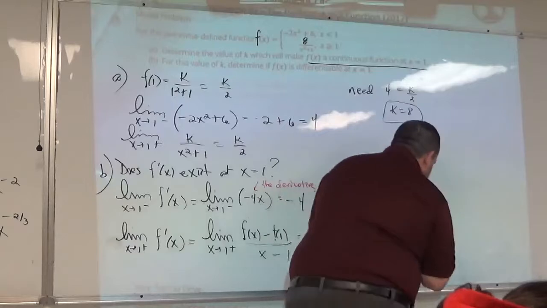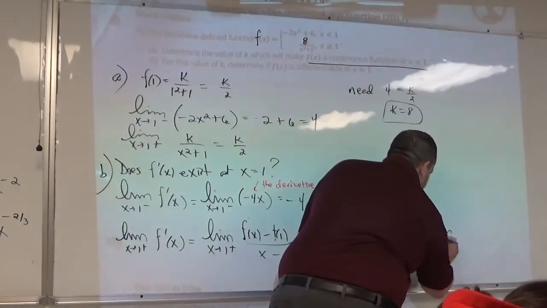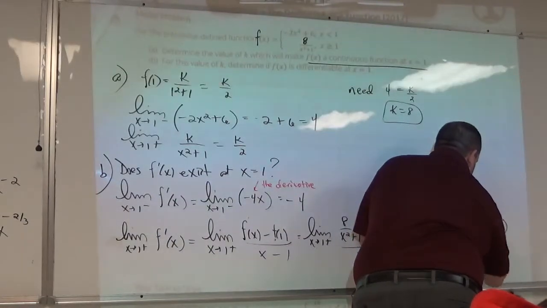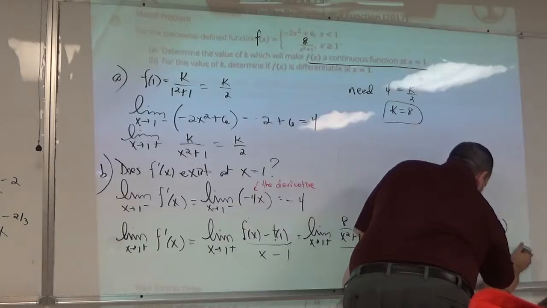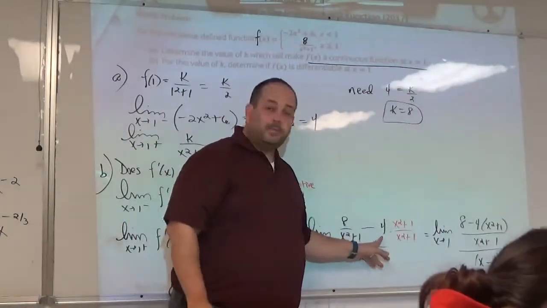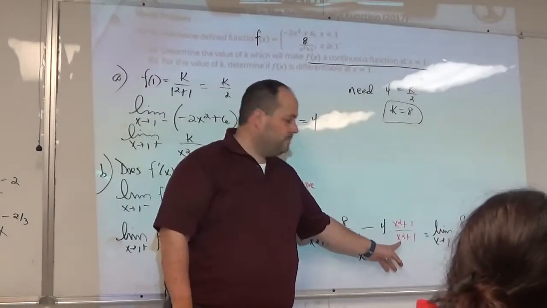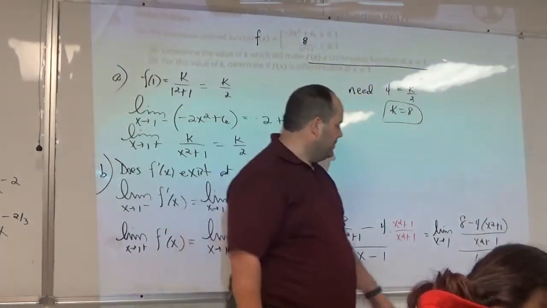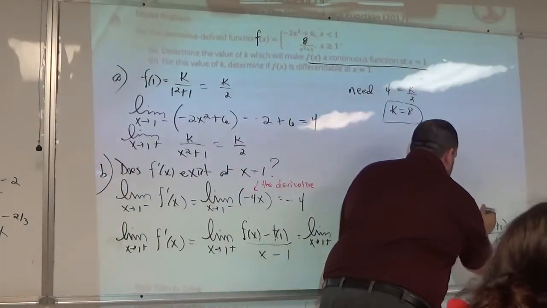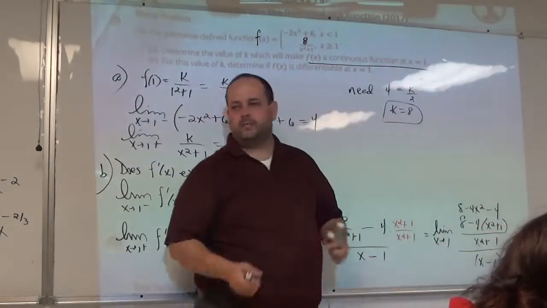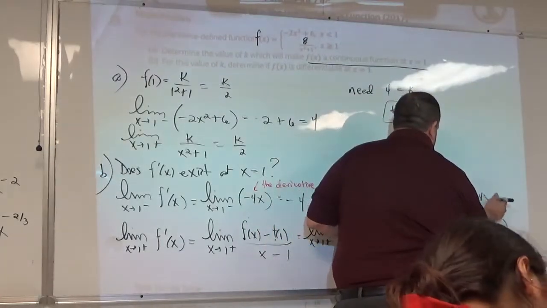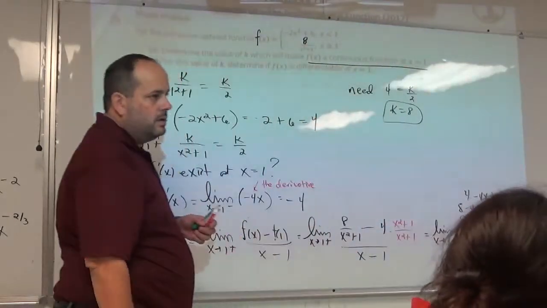If you do that correctly, you're going to get the limit as x approaches 1, 8 minus 4 times x squared plus 1, over x squared plus 1, divided by x minus 1. I multiplied the 4 by x squared plus 1 over x squared plus 1. They now have the same denominator. 8 minus 4 times that, if I distribute, we get 8 minus 4x squared minus 4. Good news, 8 minus 4 is 4 minus 4x squared.